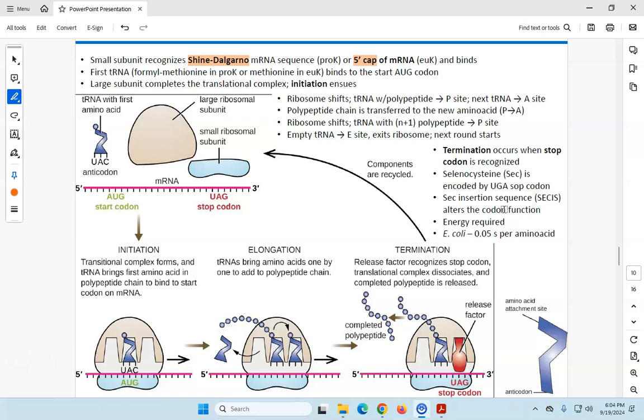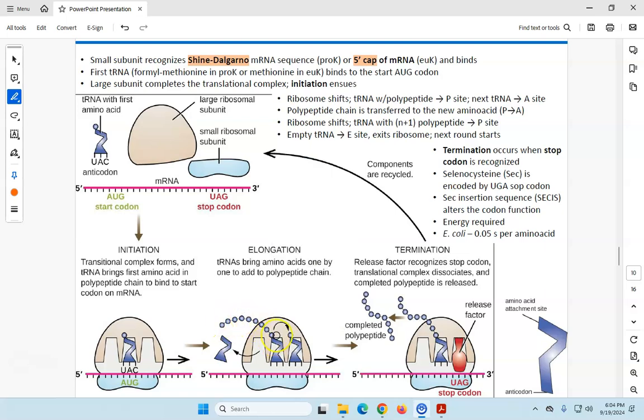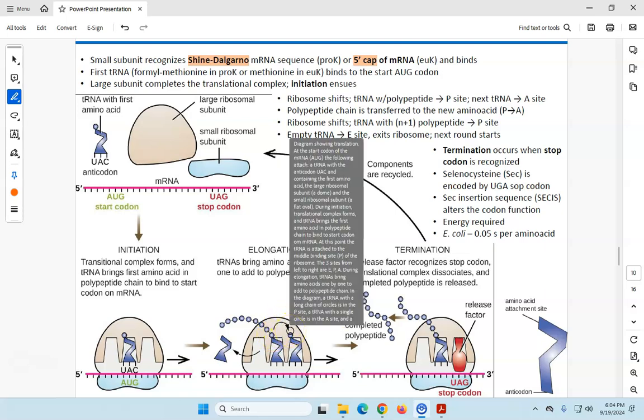Okay, now, what happens here is this entire polypeptide chain is transferred onto the incoming amino acid.